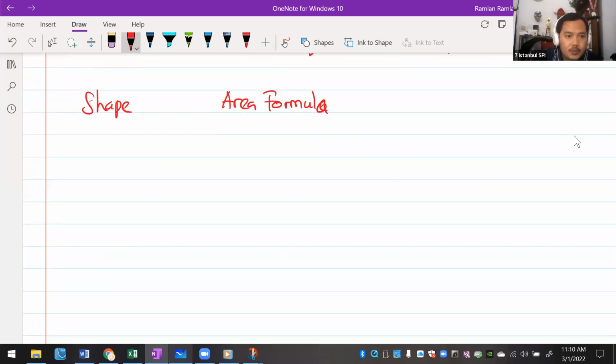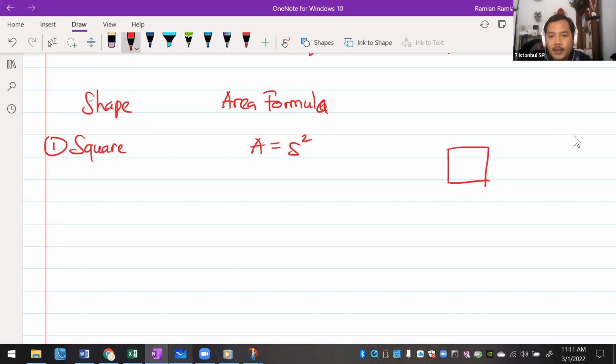Okay, the first one is going to be the square. The area of a square is s squared. Basically, where do we get s squared? Because it's just base and height. If we have a square like this, this is s, this is s, so this is the base and this is the height. So s times s is equal to s squared, right?